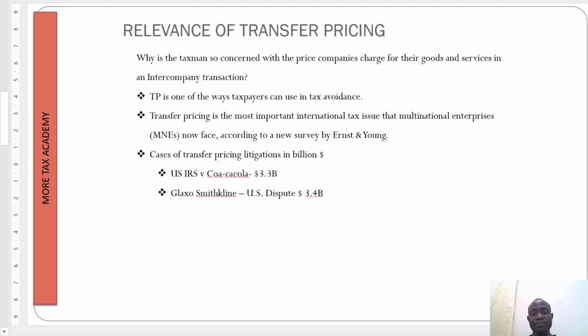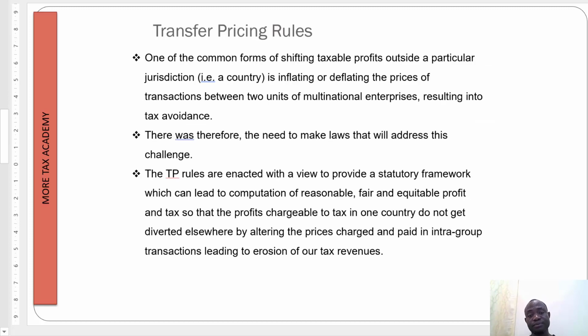And if you look at the cases that have gone to court, they represent some of the huge liabilities. For example, in the United States versus Coca-Cola, there was a $3.3 billion transfer pricing tax dispute. One other major issue that came up was the GlaxoSmithKline US tax dispute, which was about $3.4 billion. And so these are huge amounts of money.